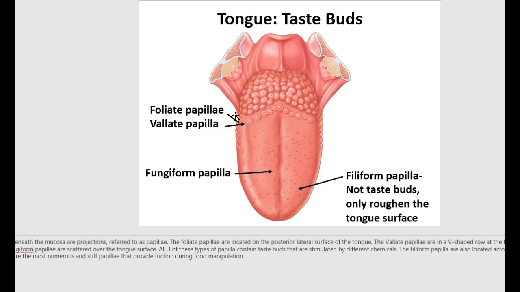The vallate papilla are in a V-shaped row at the posterior surface of the tongue, back of the tongue. And the fungiform papilla are scattered throughout the surface of the tongue, as are the filiform papilla. There's three types that have taste buds, and that's the foliate, the vallate, and the fungiform. The filiform papilla don't contain receptors for chemicals, so there's no taste associated with them, but they provide friction during food manipulation, just like the cat had filiform papilla for grooming.